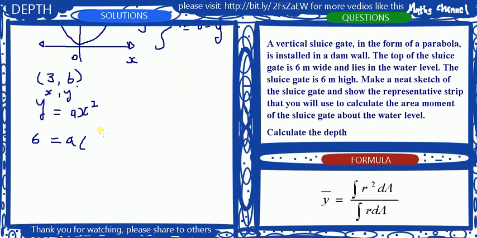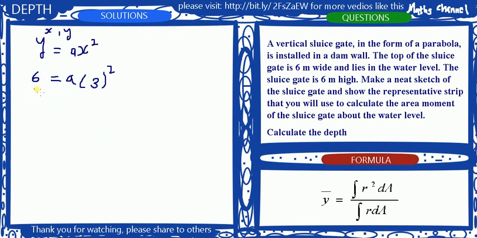Okay, now let's substitute the value of x. This is our x here, we'll put 3 here. So we're solving for a here. 3 squared is 9. So we'll divide both sides by 9 to find the value of a. So we'll have our a as 2/3. If you use a calculator, 6/9, you'll find that it will simplify it for you. It will be 2/3.